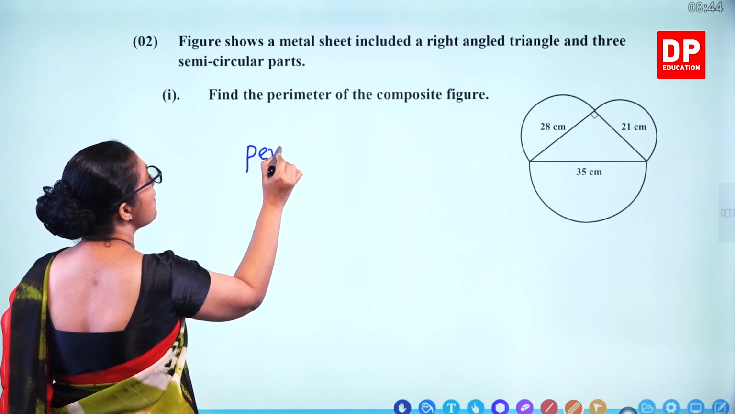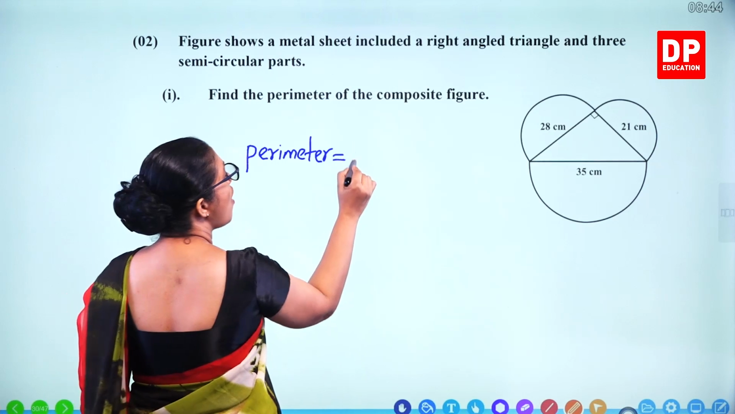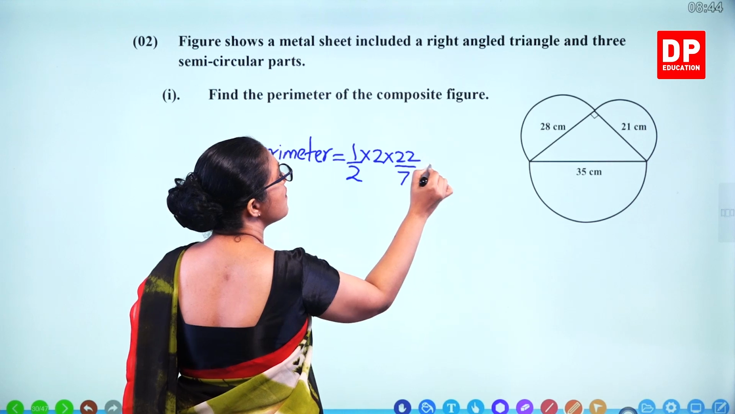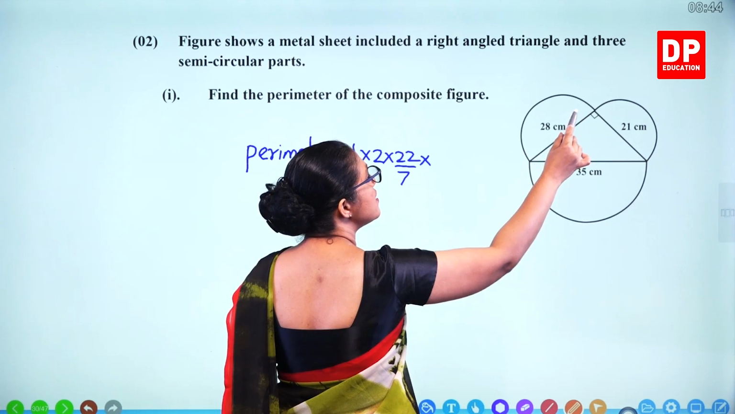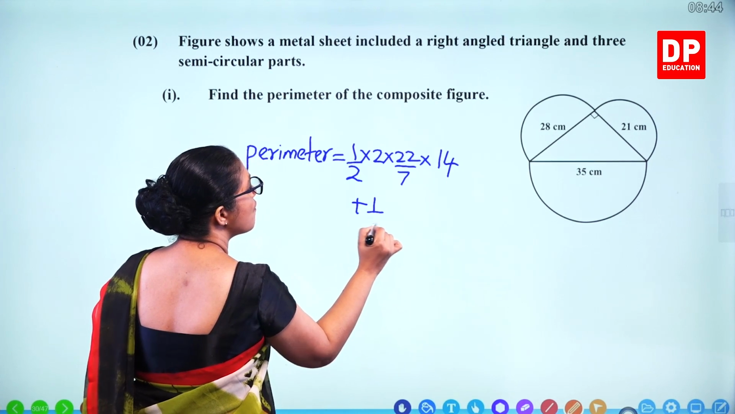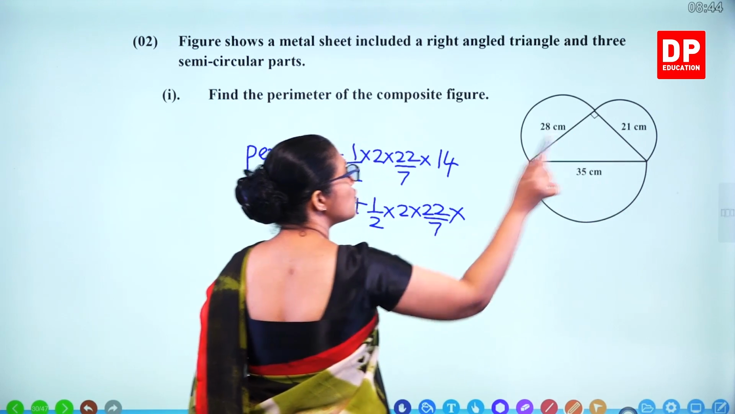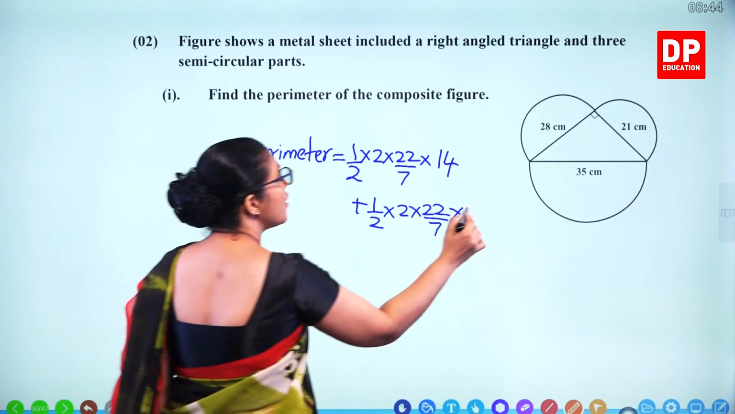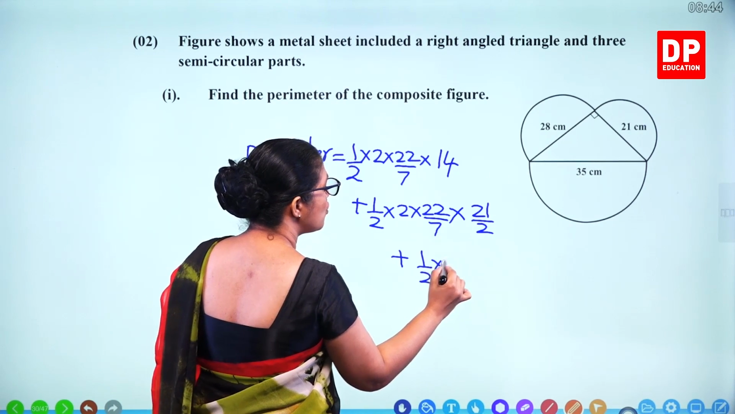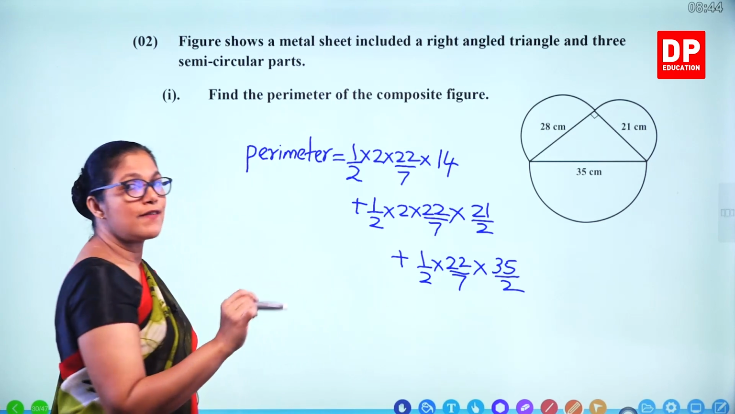So perimeter is half of a circle, so half of 2 pi r. For pi, you can take 22/7. Radius is 28 divided by 2, since 28 is the diameter. So that's 14. Plus half into 2 pi r. What's the radius here? 21 is the diameter, so 21/2. What's the third one? The big one, half into pi into r. R is 35/2 because 35 is the diameter.